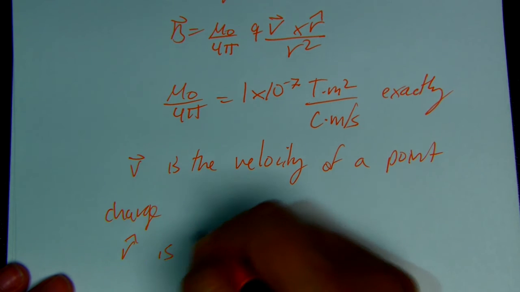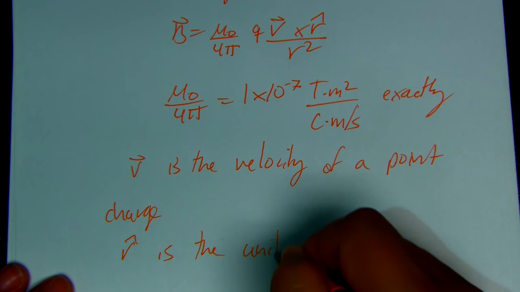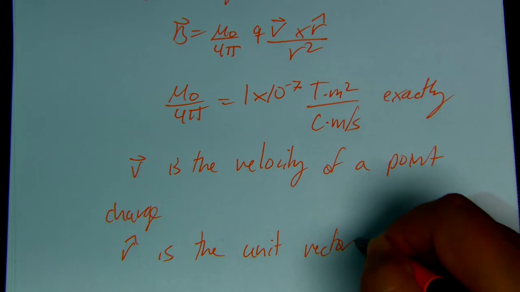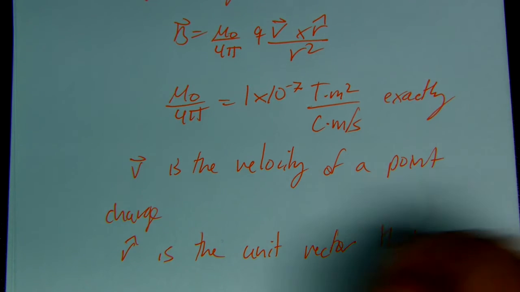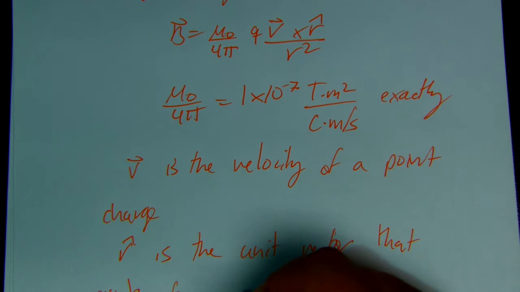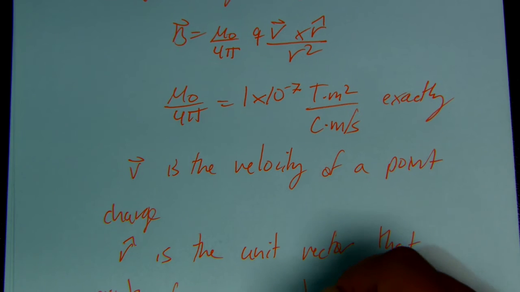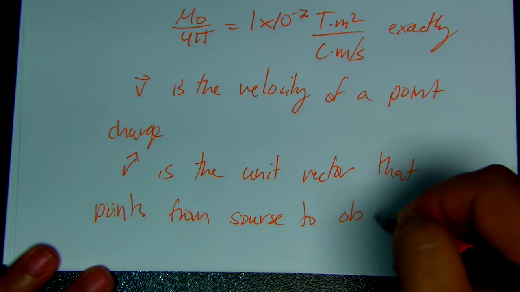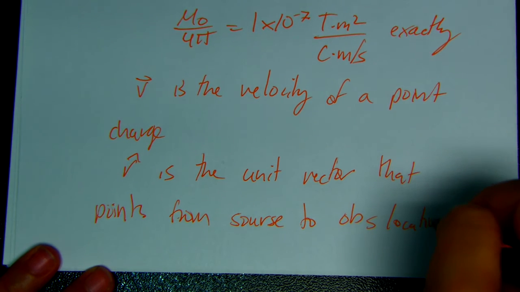r hat is the unit vector that points from source to observation location.